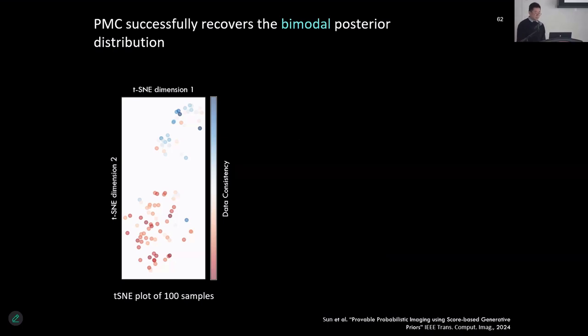Here shows the results. The left figure shows the reconstructed posterior distribution by our algorithm PMC. The distribution is visualized by plotting the t-SNE plot for 100 samples generated by our algorithm. The color bar measures the data consistency, or likelihood, for each sample. Overall, all the samples agree with the measurements, but to highlight the difference, we use red to denote higher data consistency and blue to denote lower data consistency. So clearly, you can see our method recovers two modes.